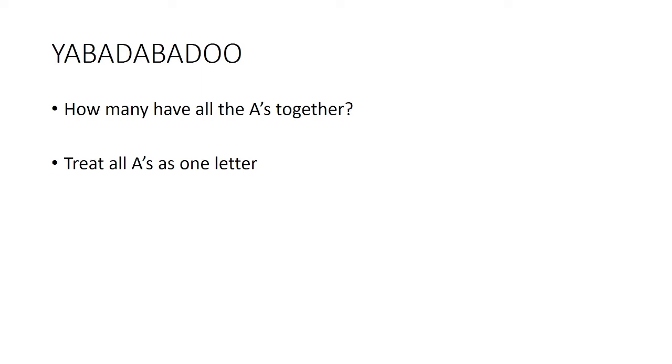Now we want to see how many have all the A's together. In order to figure that out, you're going to treat all the A's as just one A. So pretend like we threw out 3 of the A's and now there's only one A. That changes how many letters there are. There's going to be 8 total letters. There's 2 B's, 2 D's, and 2 O's. So that's why we're dividing by 2 factorial 3 times.